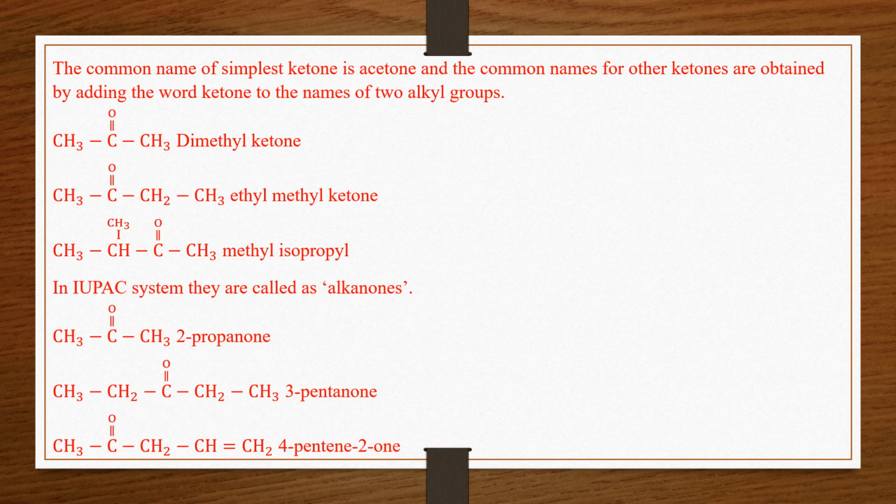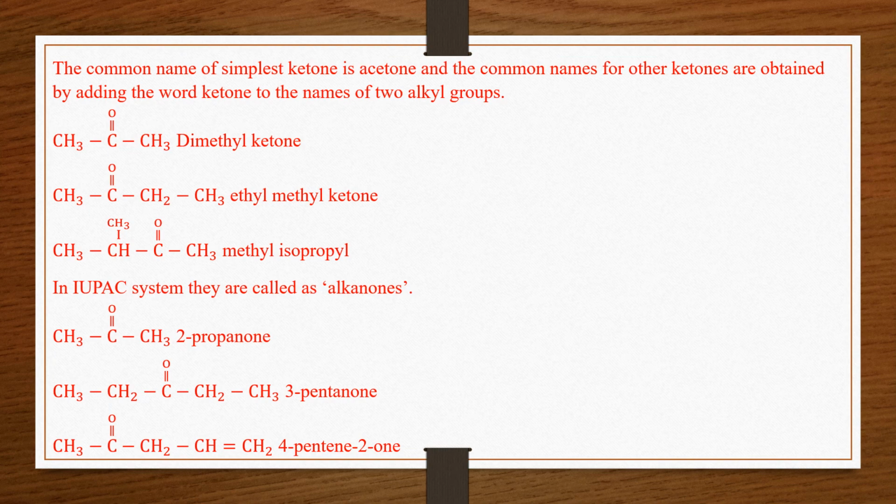Next, CH3 CH2 C double bond O CH2 CH3. In total how many carbons are there? Five carbons. If there are five carbons, we call the alkane pentane. Okay. So, the E should be replaced by ONE. Now, where is the carbonyl group? The third carbon has the carbonyl group. So, its name goes like this, 3-pentanone.